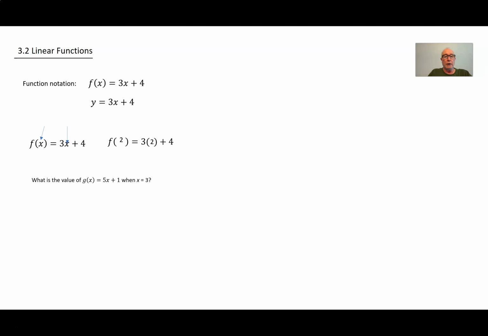So what is the value of g of x equals 5x plus 1 when x equals 3? Can you figure that out? When we put the 3 in for the x, we put it in for the other x, so g of 3 equals 5 times 3 plus 1, or 15 plus 1, which is 16. So g of 3 equals 16.